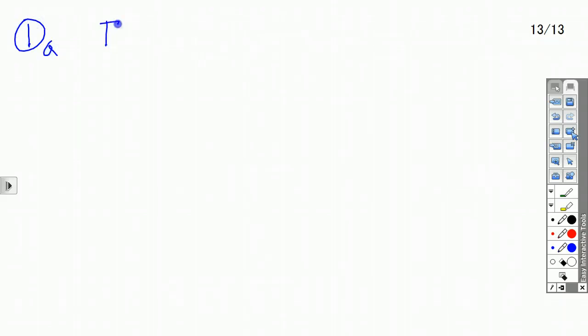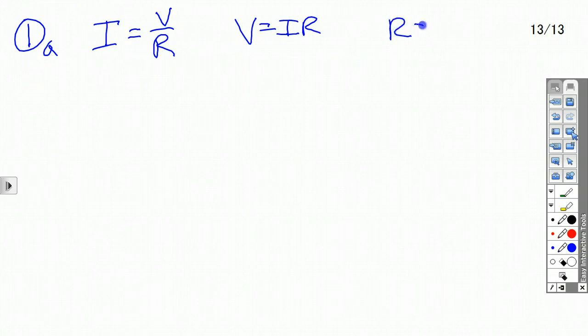Ohm's law is I equals V over R, which means a larger voltage gives you a larger current, but a larger resistance gives you a smaller current. Now you can rewrite this several ways. V equals IR, or resistance equals V over I. It's all the same equation, rearranging it.